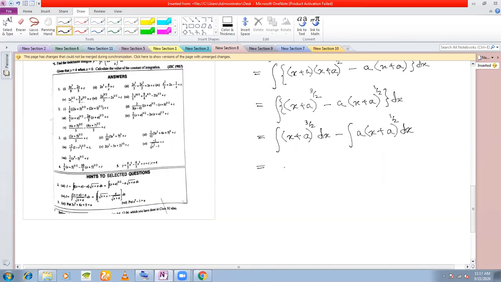So now what happens? You can write this as integral x plus a to the power of 3 by 2 as it is, and see this a is a constant, so you can take this a out of the integration.